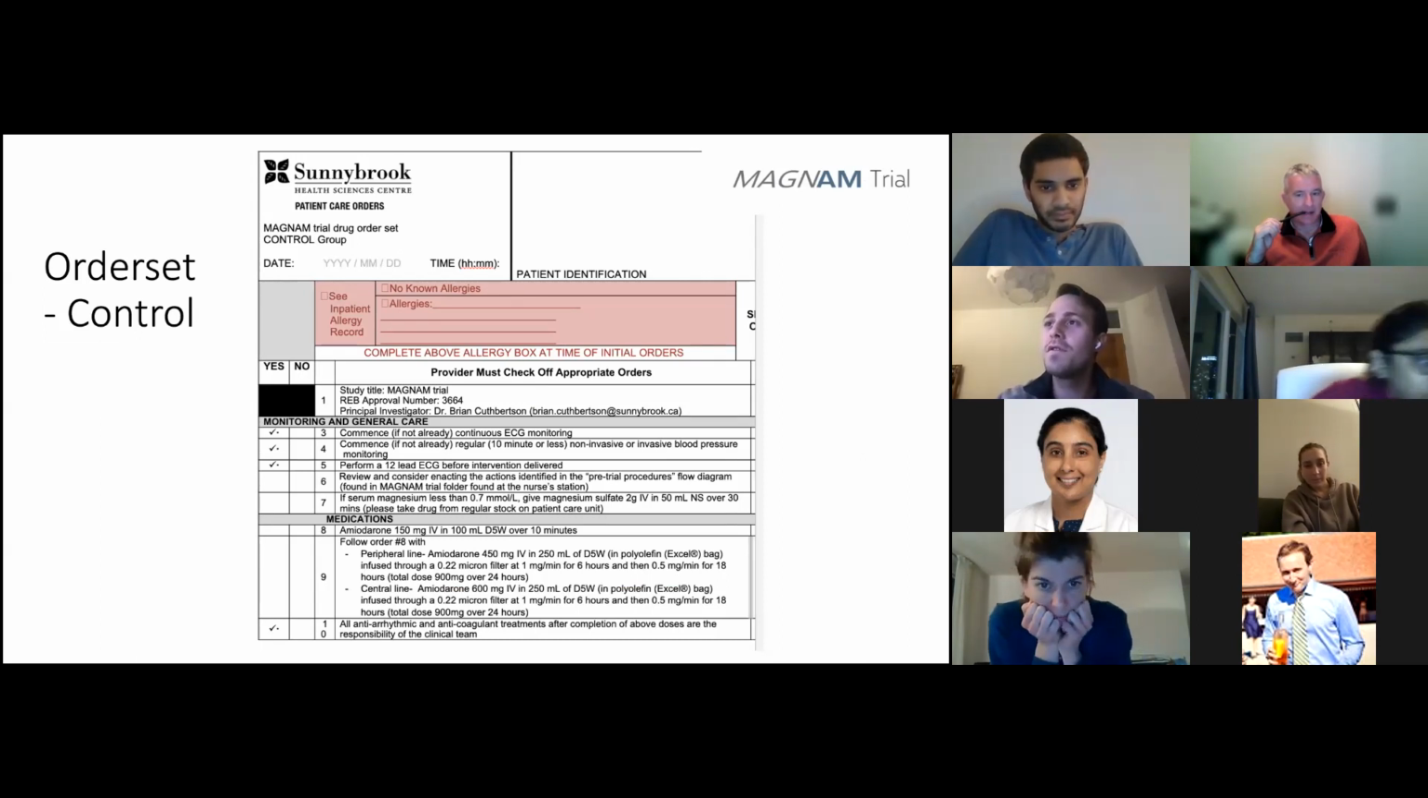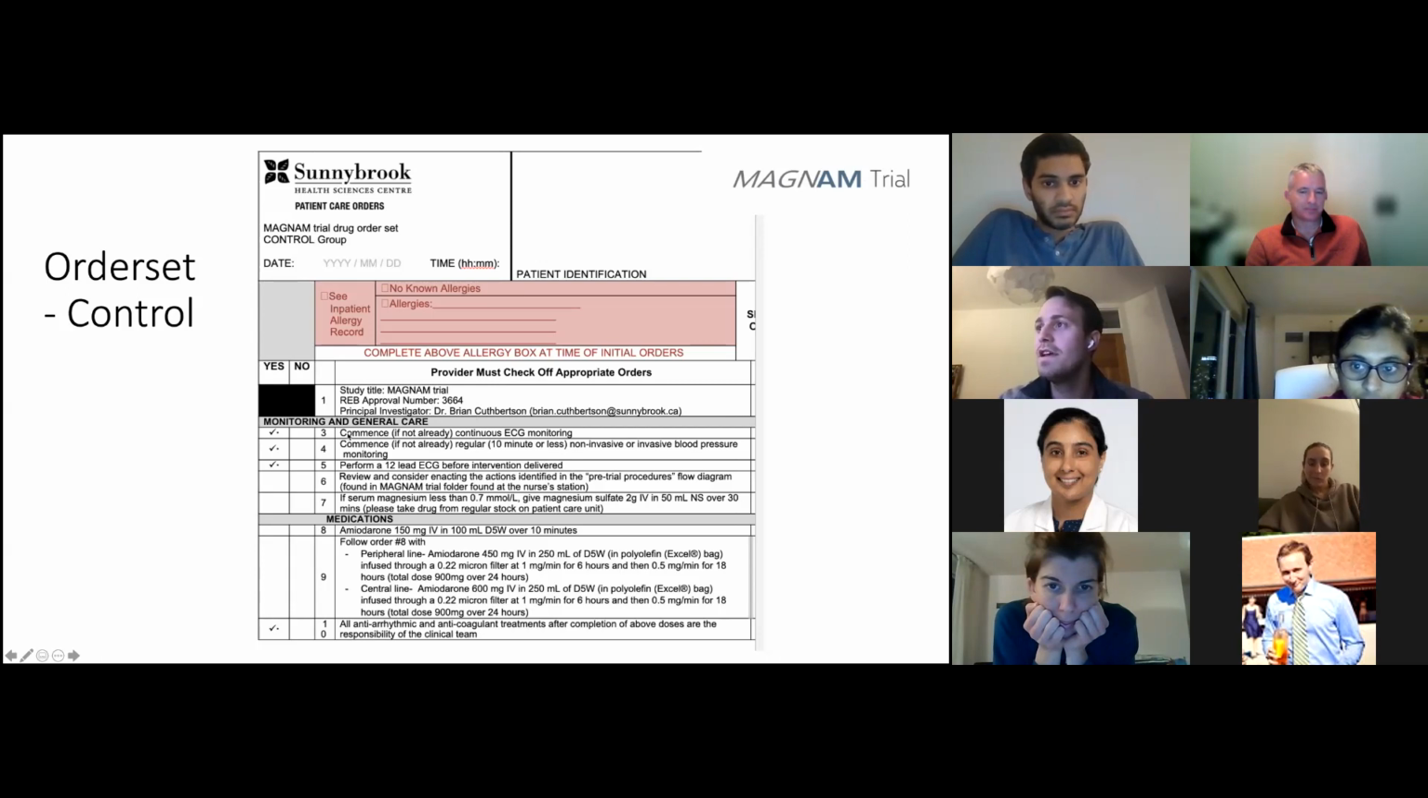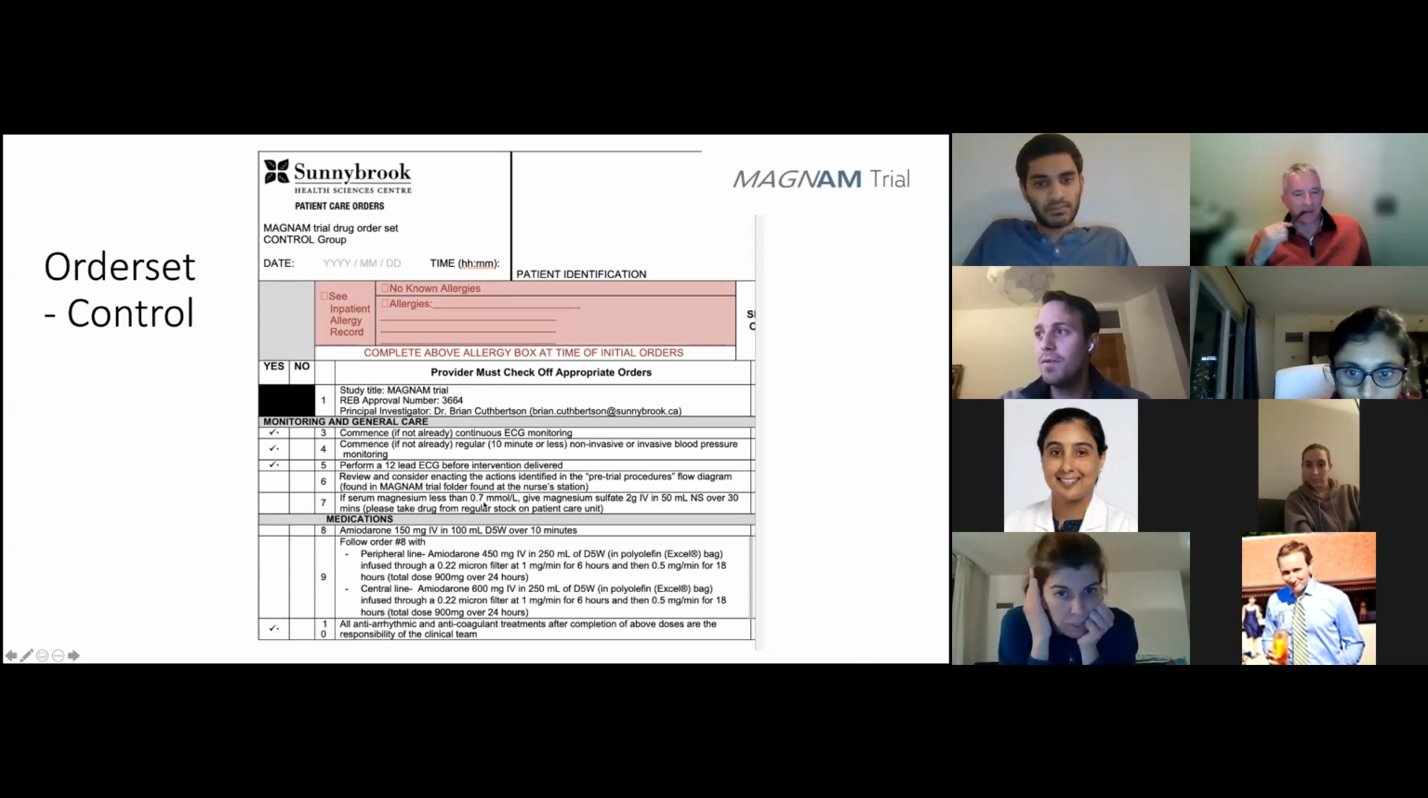So this first order set is the control order set. This is the amiodarone arm. You can see it's the MAGNAM trial. We already have the REB number and Brian's name here, so people can call him with all their questions. Obviously, the patient has continuous EEG monitoring, as we said. There's going to be a 12-lead ECG performed. You're going to review the pretrial procedures, as we've already said. And then we can give up to 2 grams of magnesium if the serum level is less than 0.7.